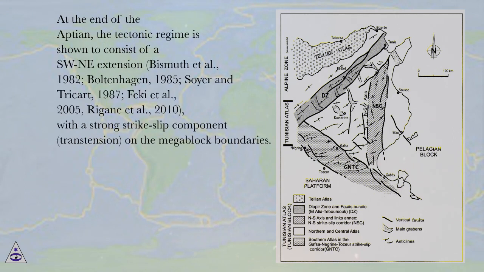At the end of the Aptian, the tectonic regime is shown to consist of a SW-NE extension (Bismuth et al., 1982; Bolton-Hagen, 1985; Sawyer and Tricart, 1987; Fecchi et al., 2005; Riggin et al., 2010), with a strong strike-slip component, transtension, on the megablock boundaries.